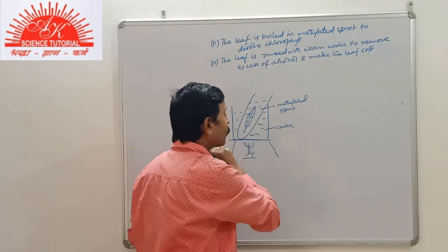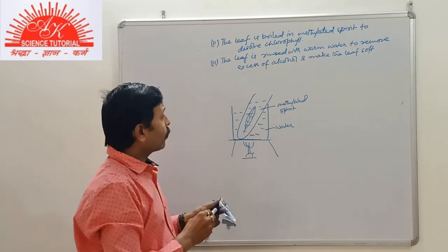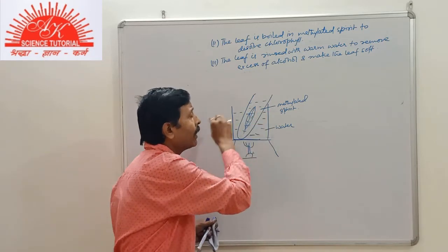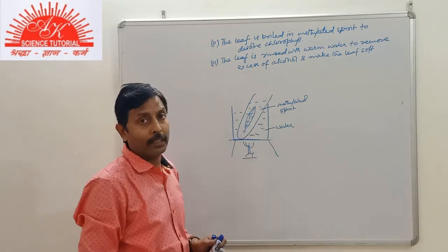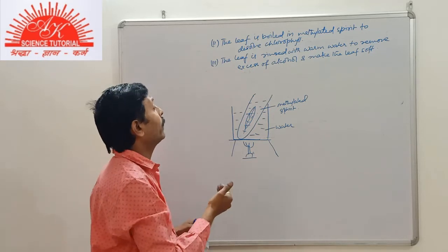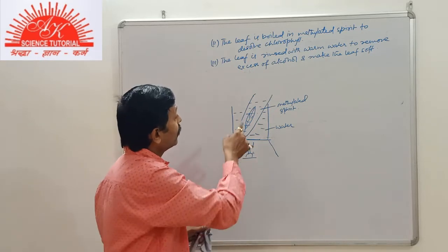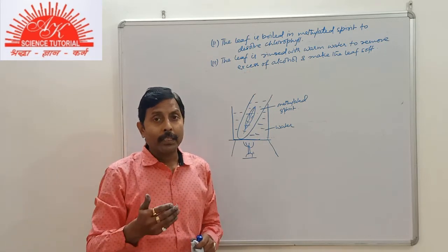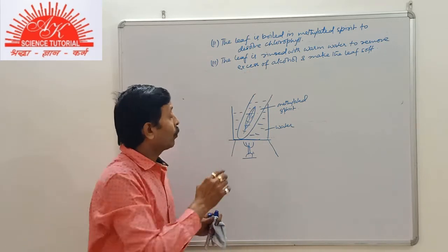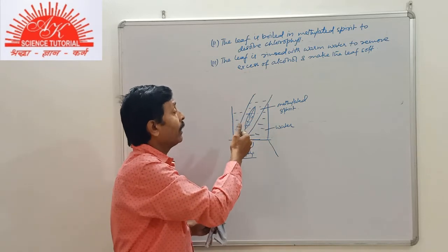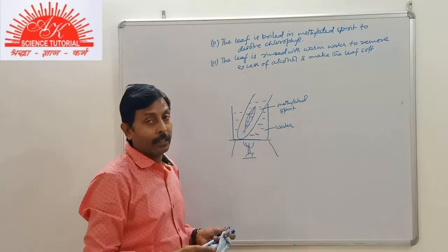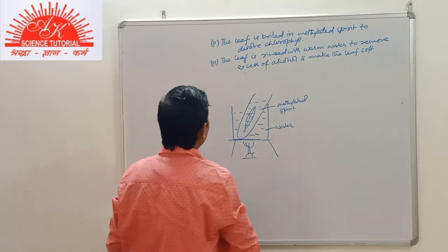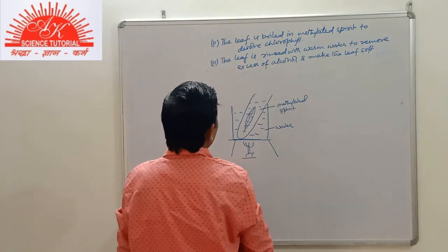Now, the question may be asked: why is the leaf not boiled directly in methylated spirit? Because methylated spirit or alcohol is volatile in nature and highly inflammable. So when it is heated directly, its vapor will catch fire. So this is the diagram for it.